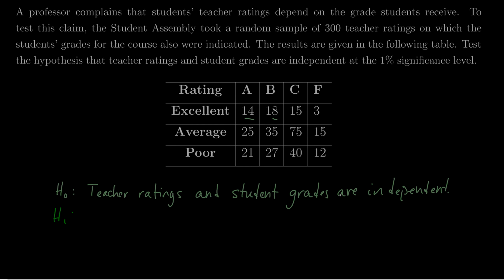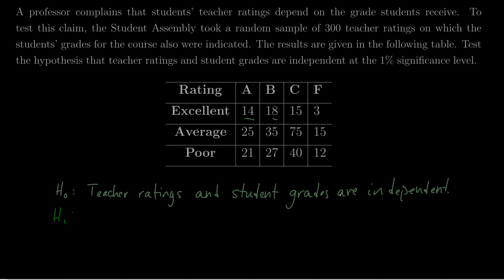So we need to calculate the chi-square statistic. Before we can do that, we need to calculate the expected frequencies for each one of these. Expected frequency is calculated by multiplying the row total times the column total and dividing by n, the total number of observations there are. So let's first calculate each of the row totals and each of the column totals.